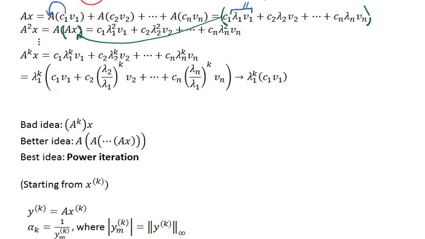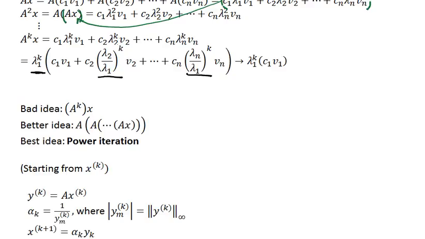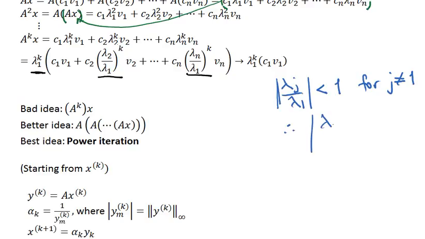Every time we multiply by another copy of A, we just increase the exponent on each of those eigenvalues. And so if we factor out the dominant eigenvalue term from the first one, then it appears in the denominator of all the other eigenvalue terms. And since lambda 1 is dominant, then the magnitude of lambda j over lambda 1 is strictly less than 1 for all j not equal to 1. And so therefore, when I take the powers, they go to 0.